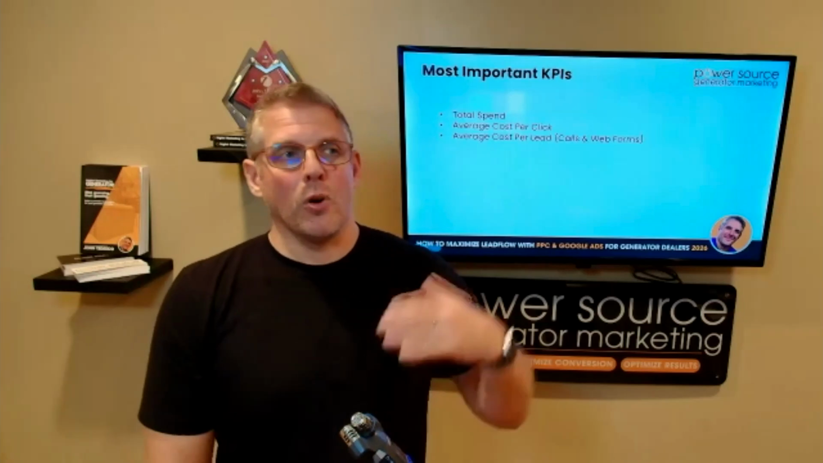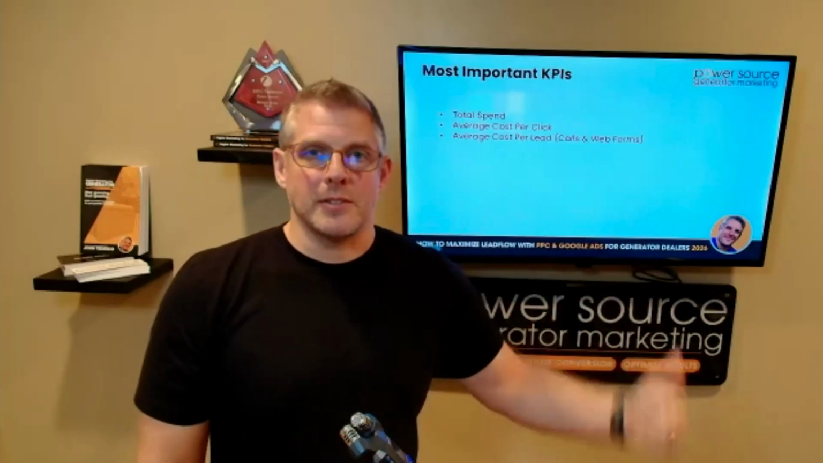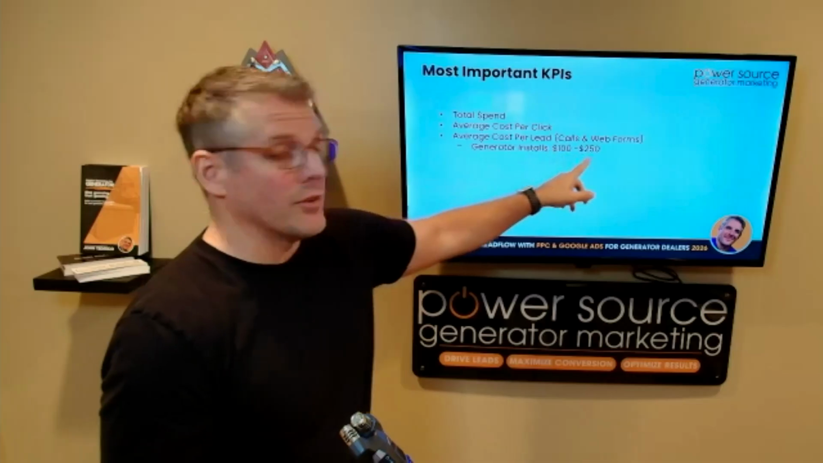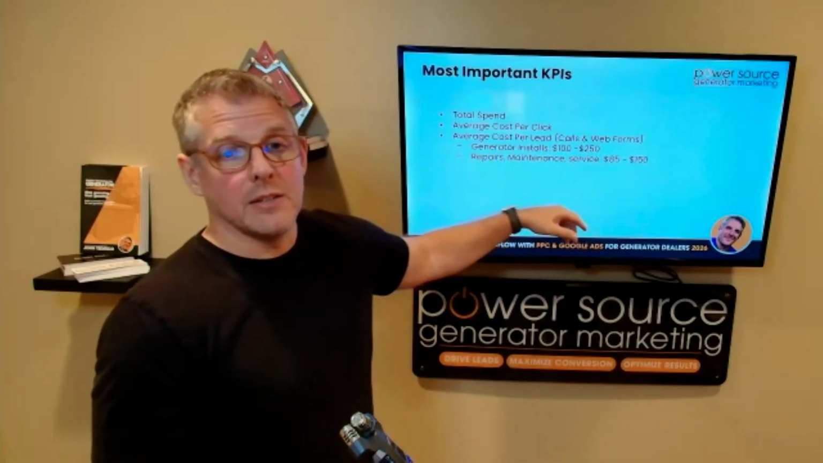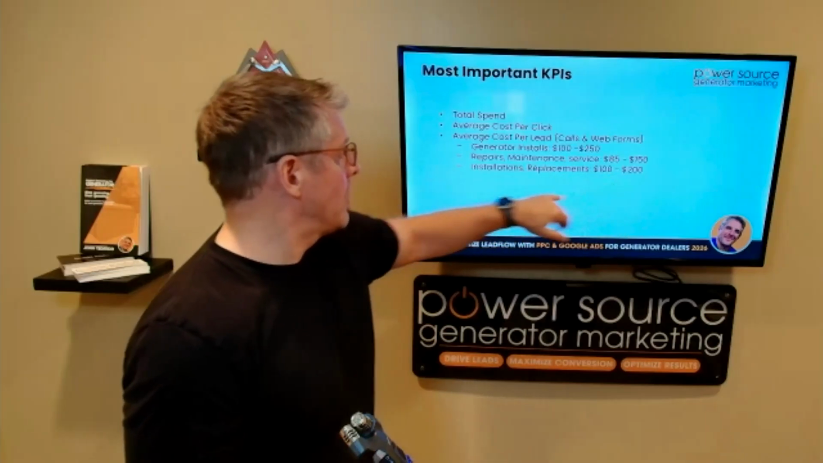If it's not dialed in that good, you might see more leads, but it'll be more spam. It'll be more irrelevant. It'll be more 3,500 kilowatt Craftsman's. Those are the leads that you'll get. So generator installs, this is a little low on the 100, but between $100 and $250. Repairs and maintenance between $85 and $150 for leads, and installations and replacements between $100 and $200.